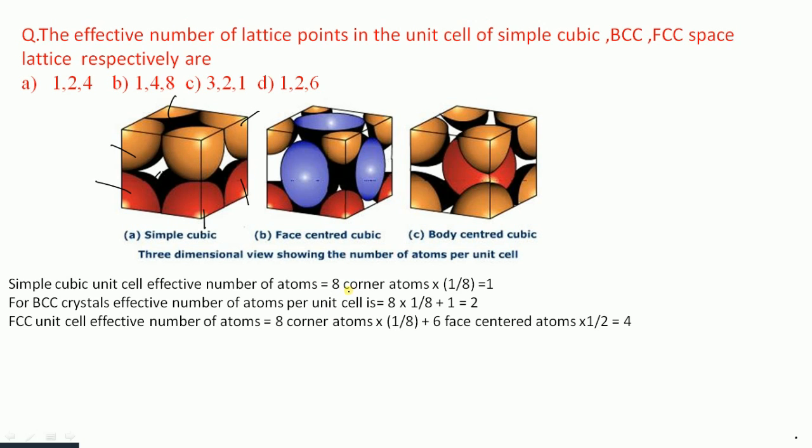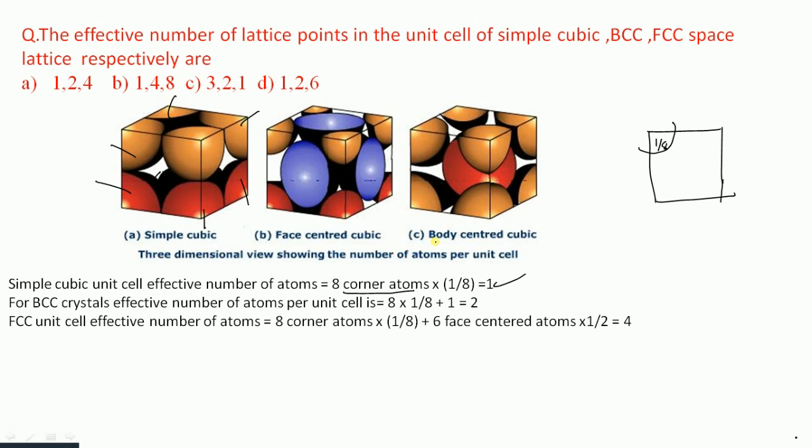Therefore 8 corner atoms, those are covering 1/8 of its volume, because there are no full atoms in the lattice. They are just covering 1/8 of their volume. The volume is only 1/8. So these are 8 atoms. Therefore the effective number of simple cubic is 1.